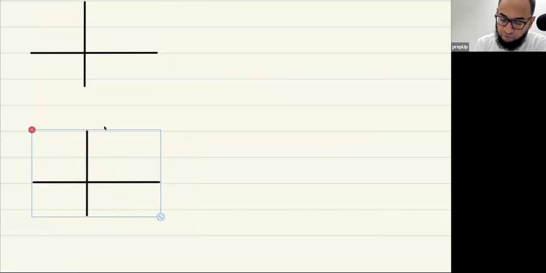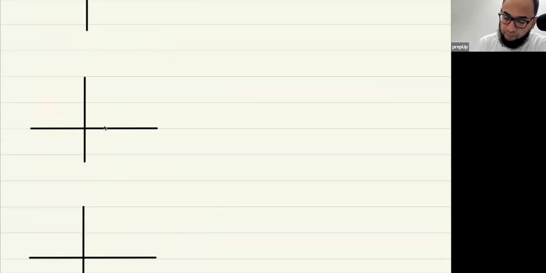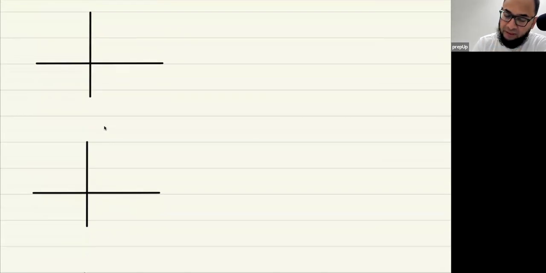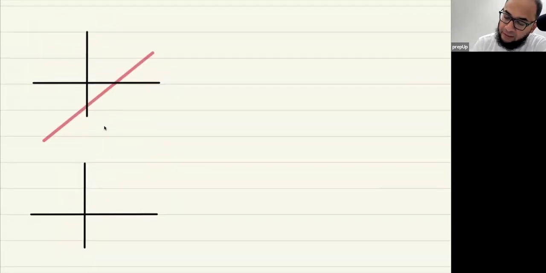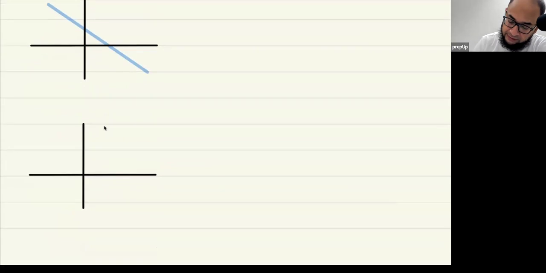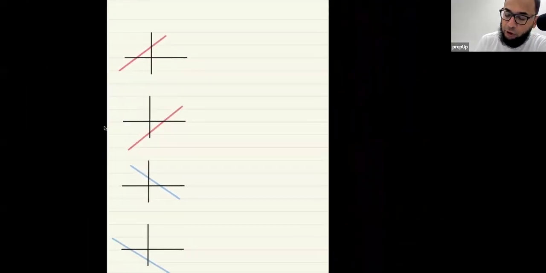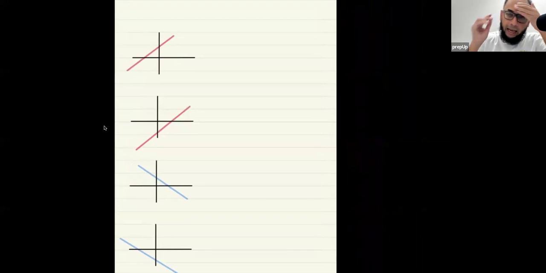So I have drawn 4 grids like this. And let me draw a line. First of all, a red line going like this. Let me make it thinner. Like this. A red line going like this. A blue line going like this. Another blue line going like this. Now just look at it closely and think what are the similarities and what are the differences.